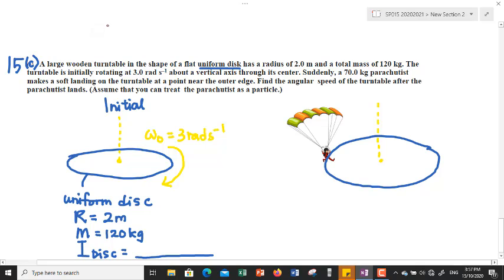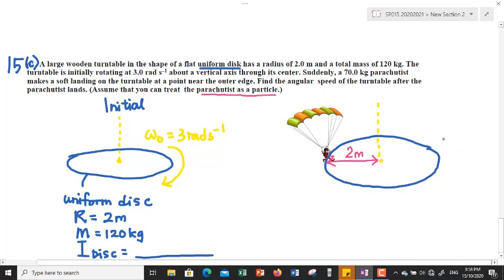So how far is the parachutist from the axis of rotation? It will be 2 meters. Why? Because the radius of the disc is 2 meters, right? So find the angular speed of the turntable after the parachutist lands. Assume that you can treat the parachutist as a particle. So we assume the parachutist as a particle.